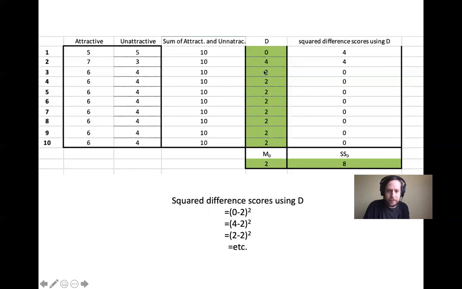Now, for this one, D equals 2. 2 minus 2 equals 0. You can see it here. 2 minus 2 equals 0. 0 squared is 0. And because the rest of these numbers are 2, the rest of these squared difference scores are 0 as well. So these are all of the squared difference scores right here using D.